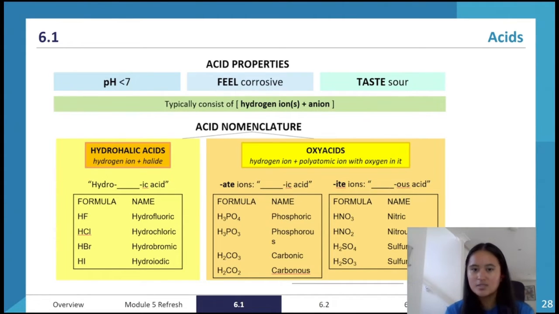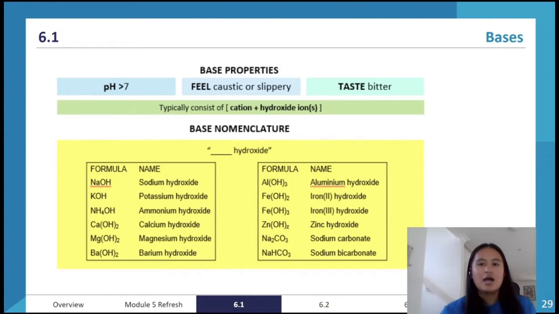Your -ite ions, you're probably not as familiar with, but -ite ions are your -ate ions minus 1 oxygen. So nitrite is nitrate minus 1 oxygen. So instead of NO3, it's NO2. So that's how you do nitrate to nitrite, carbonate to carbonite. And for those, instead of having -ite, you add -ous on the end. So phosphorous acid, nitrous acid. So that's how you name those.